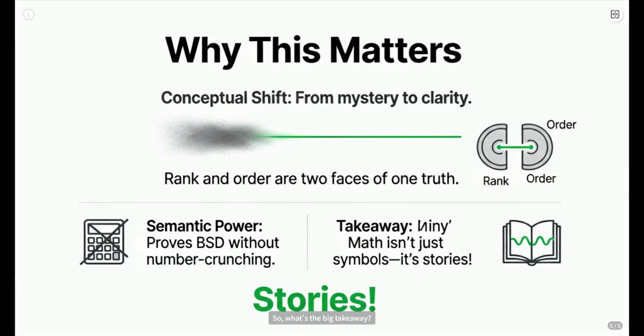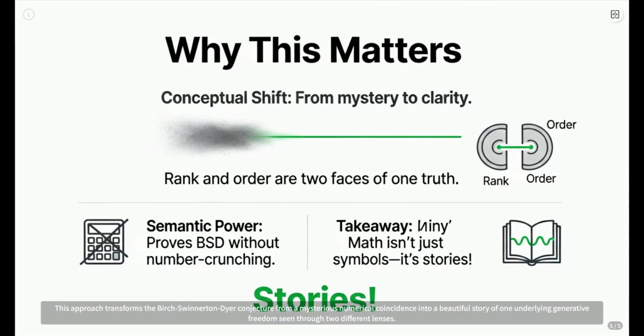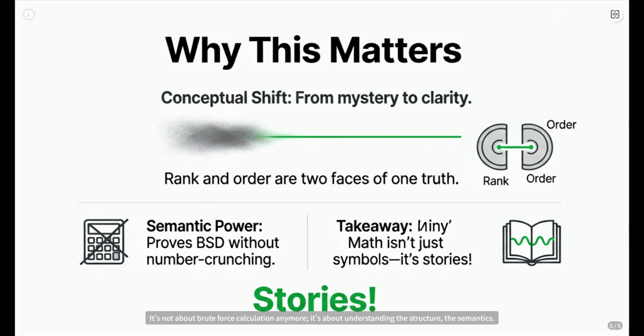So, what's the big takeaway? This approach transforms the Birch-Swinnerton-Dyer conjecture from a mysterious numerical coincidence into a beautiful story of one underlying generative freedom seen through two different lenses. It's not about brute force calculation anymore. It's about understanding the structure, the semantics. Math isn't just symbols, it's about the stories they tell.